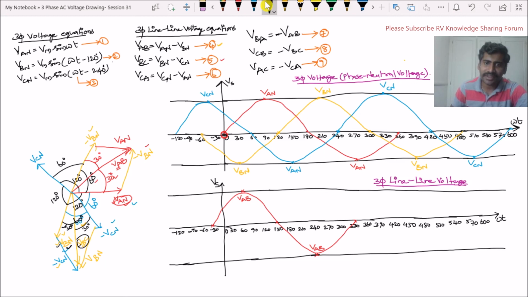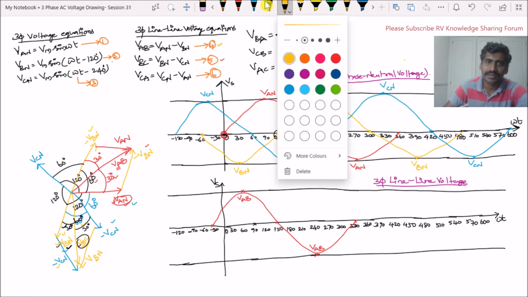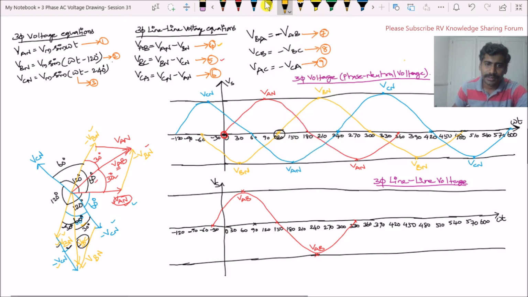If you look at our phase to neutral voltage, our VBN starts at 120 degrees, right? See here, I am marking in black color. This starts at 120 degrees. So 30 degrees before 120 degrees becomes 90 degrees. So at an angle of 90 degrees, our line voltage VBC starts. Now let us draw that waveform.